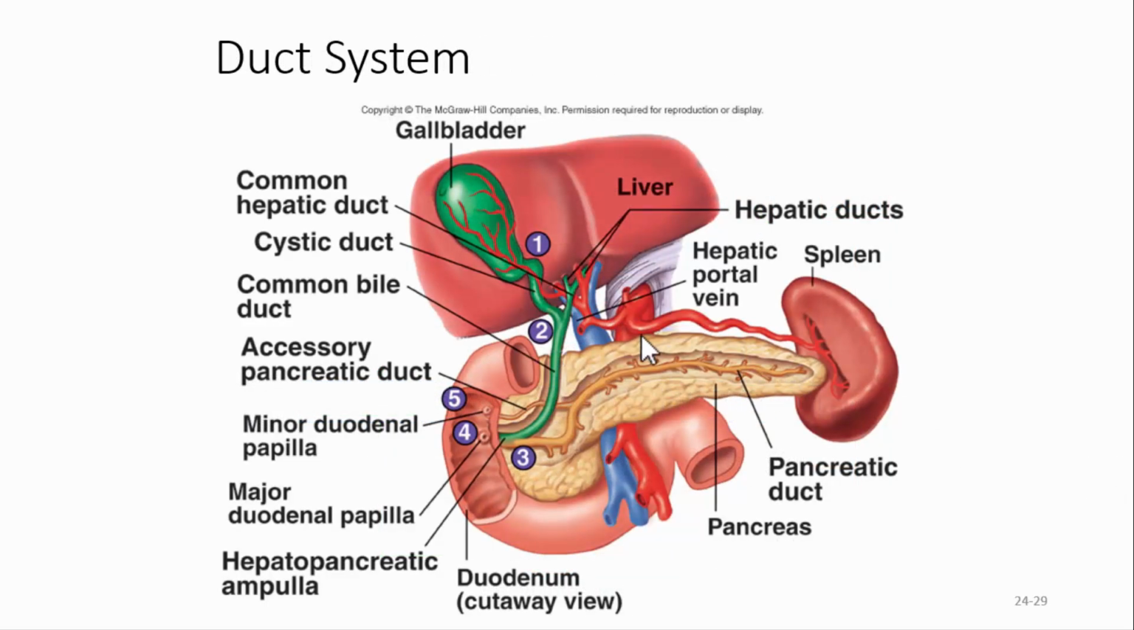Okay, looking at the duct system again. We have the hepatic ducts coming down into the common hepatic duct. So this is the common hepatic duct. Here's the cystic duct coming off the gallbladder, combines to form the common bile duct, hooking up with the pancreatic duct, forming the hepatopancreatic ampulla, and then the major duodenal papilla. So that's the flow of bile.